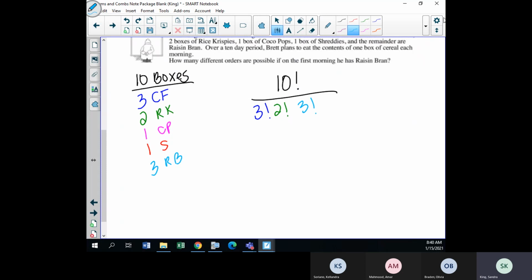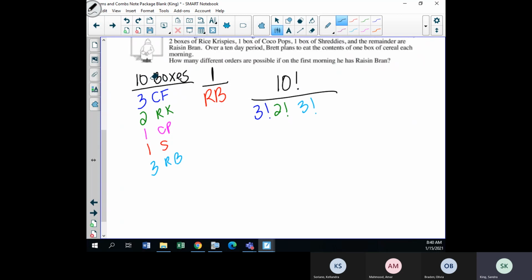But then what they say is they're gonna try to make this question more complicated. They say, how many different orders are possible if on the first morning he has Raisin Bran? So what they're saying is on the first morning, he's gonna pick a Raisin Bran, right? He just picks a Raisin Bran. So what that means is Raisin Bran is out of the pool. What he picks on the first day is out of the pool now, right? We don't even really consider that.